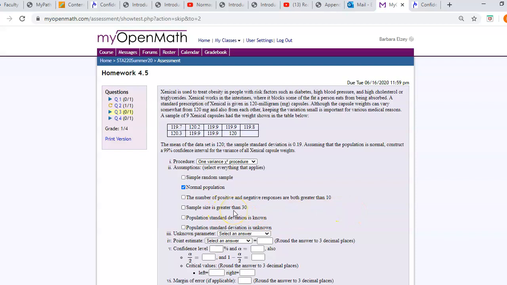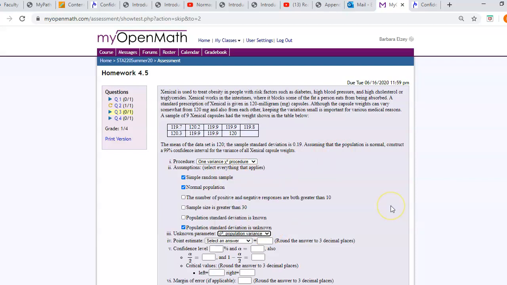Sample size is not greater than 30. Population standard deviation is not known, so we really want this one. Number of positive and negative responses are not greater than 10. We've only got 9 responses here. And although it doesn't say, we can, in most scientific studies, assume that it was a simple random sample. Okay, our unknown parameter here is our population variance.